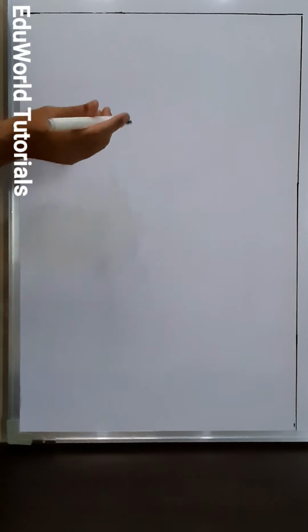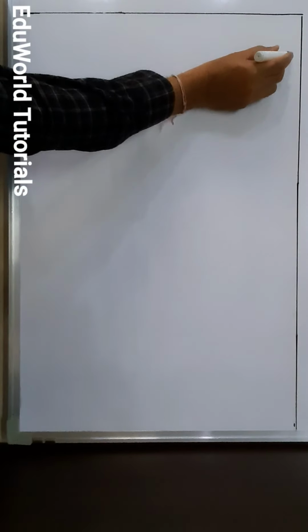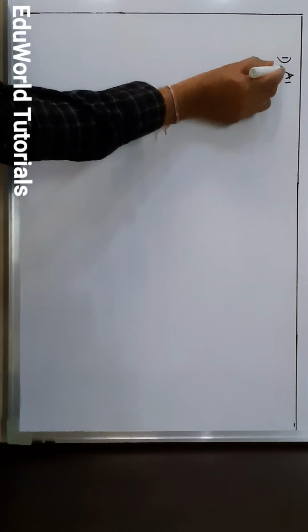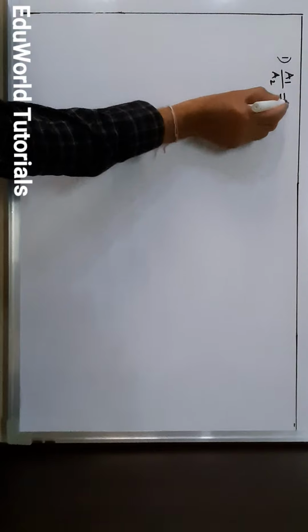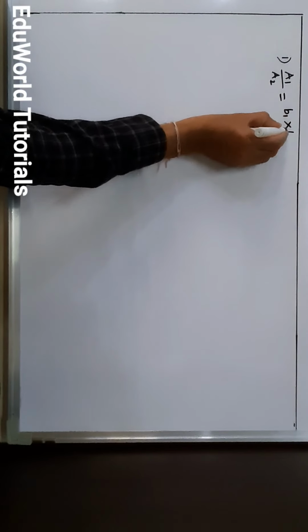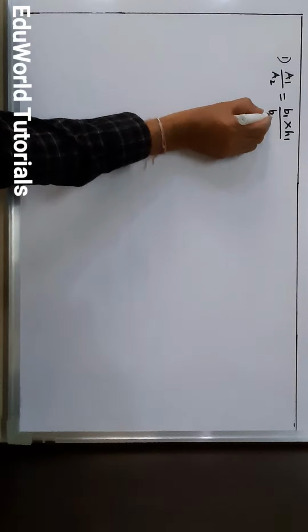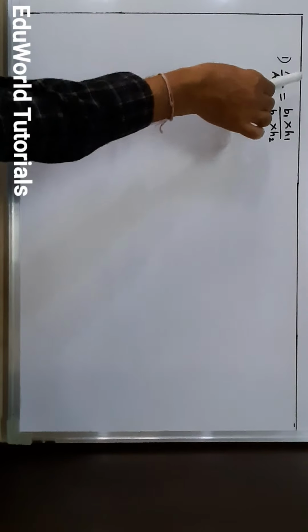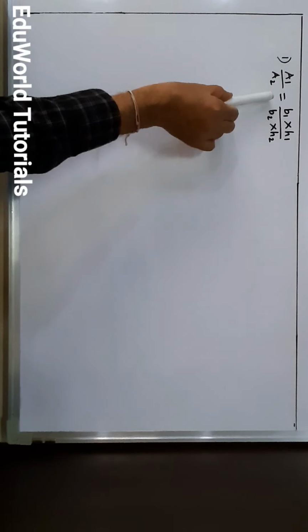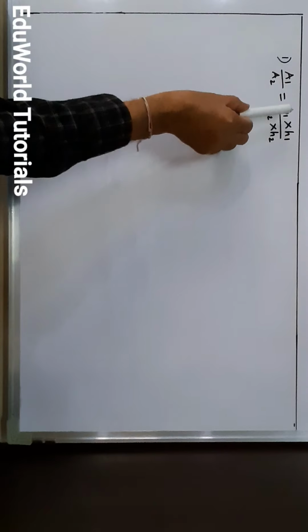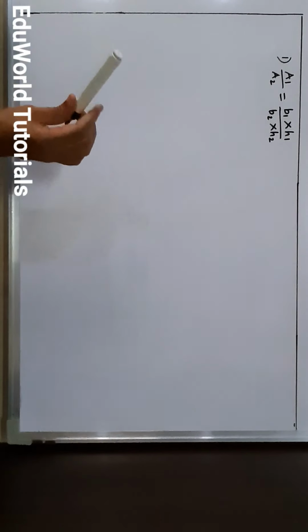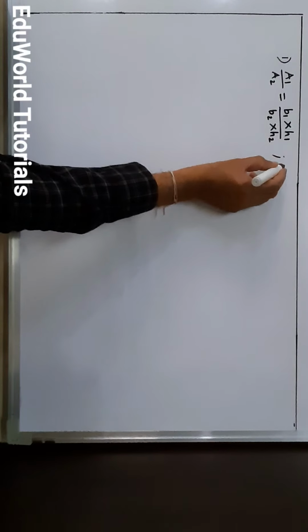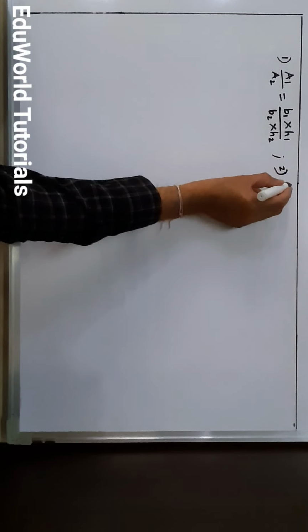Dear students, in the first video lecture, we have studied the property of areas of two triangles. Let us recall: A1 upon A2 is equal to B1 into H1 upon B2 into H2. That means the ratio of areas of two triangles is equal to the ratio of products of the bases and corresponding heights. From this we had derived three properties.